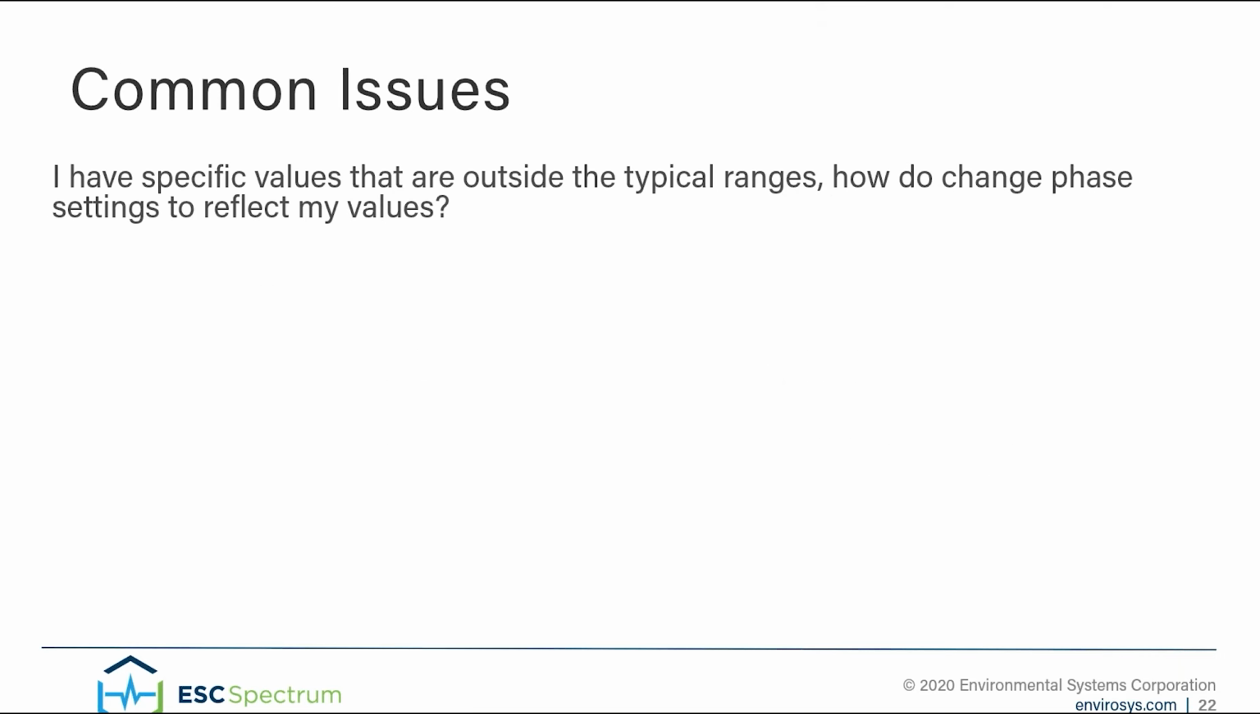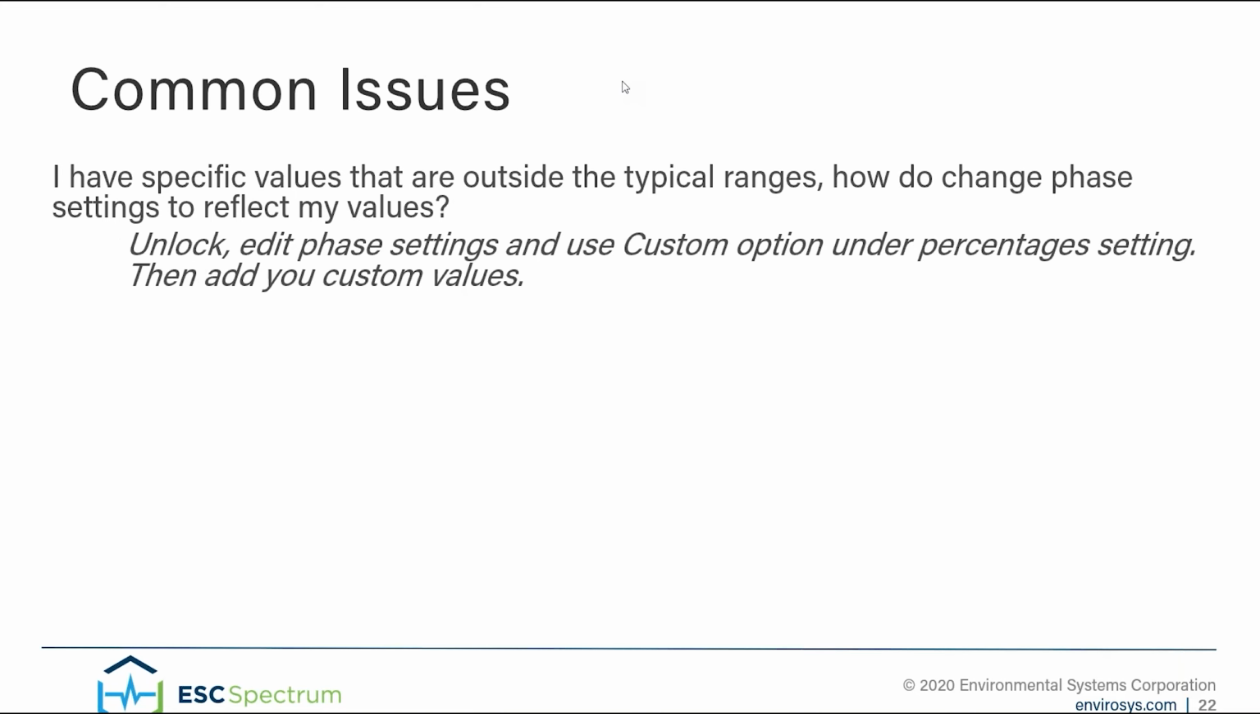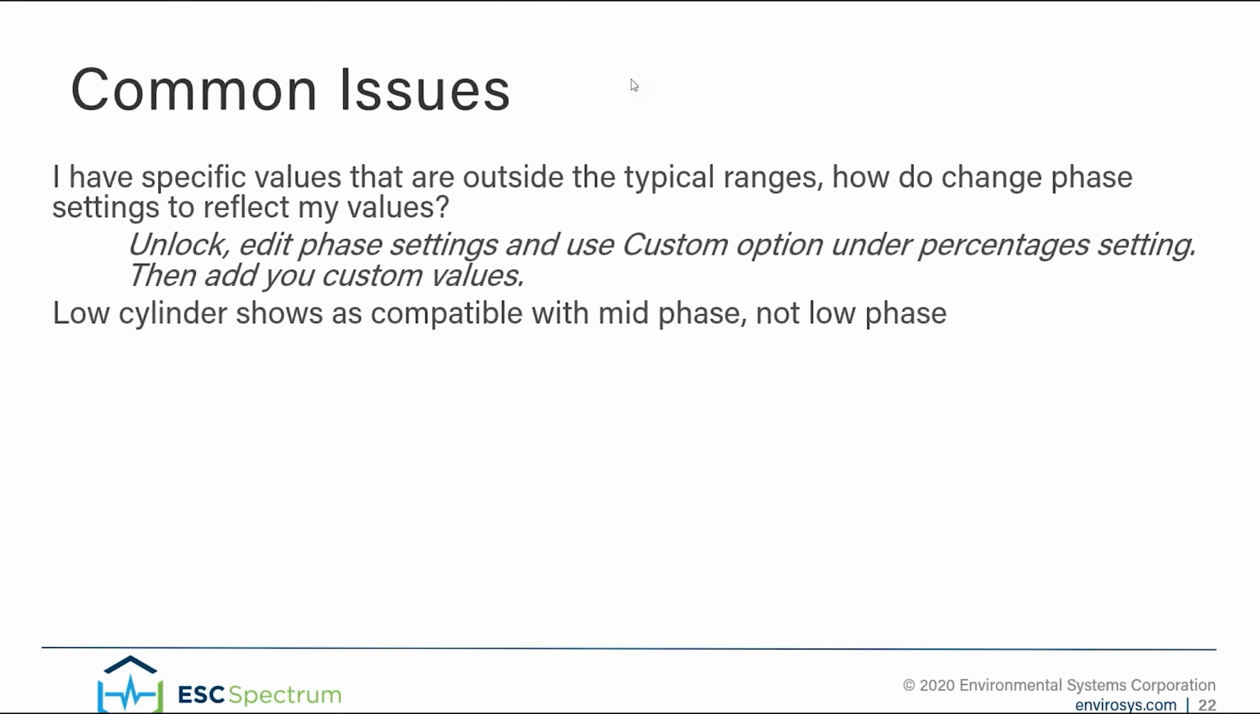I have specific values that are outside the typical ranges. How do you change phase settings to reflect my values? Again, this is going to be outside of the 0 to 20, the 50 to 60%, or the 80 to 100%. You can go in and change those in the phase settings and use the custom option under percentage settings. Then just put in whatever your values are. Once you've updated those reference values or the expected values, then the cylinders that you put in should match up with whatever you put in those expected values.